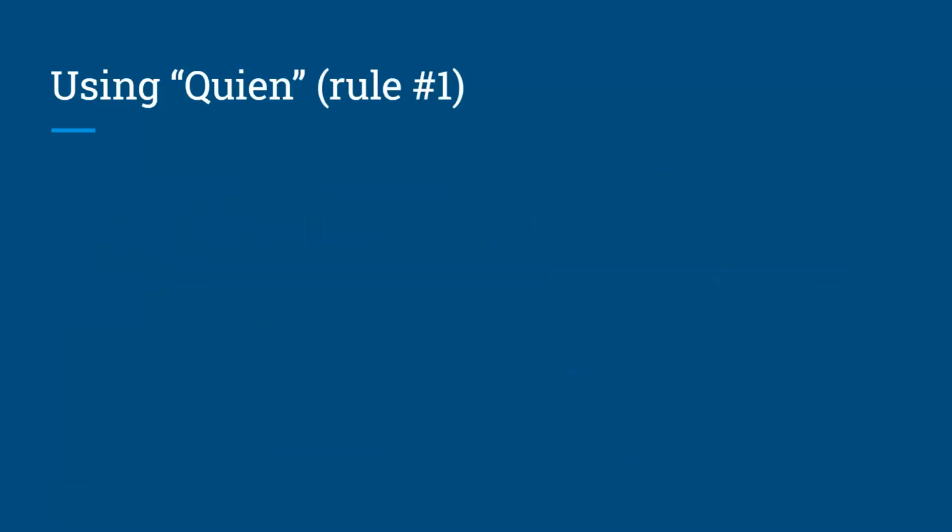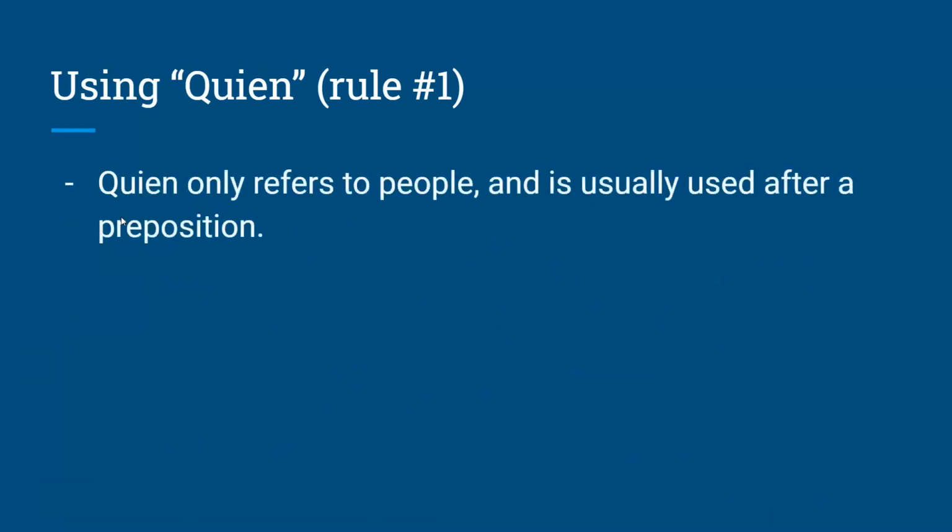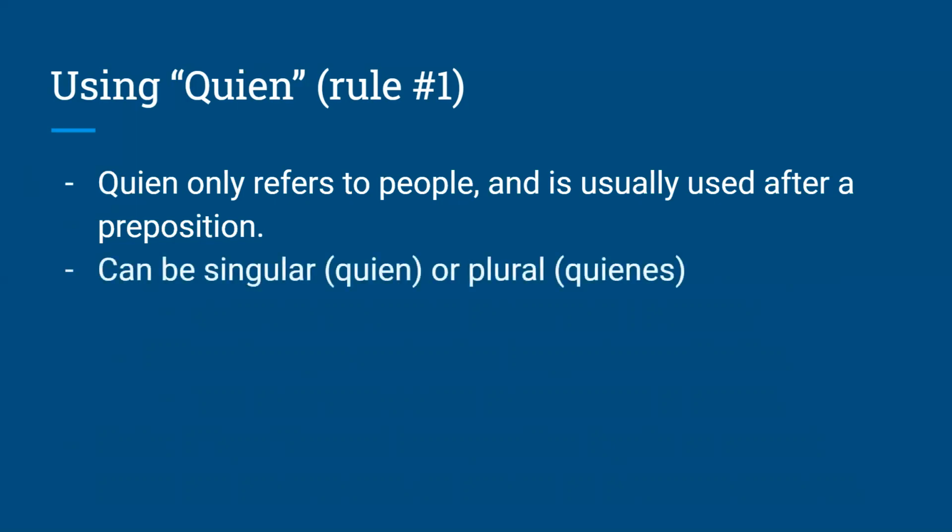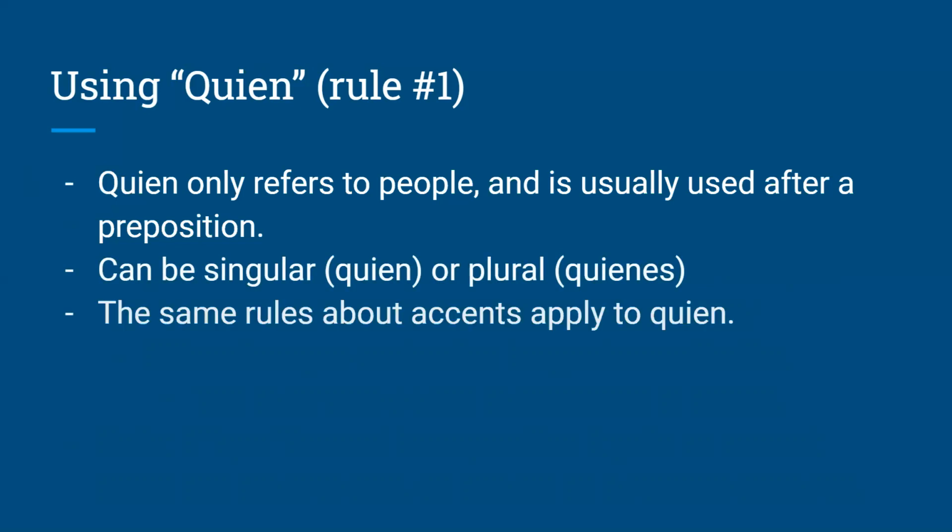All right. So quien. Quien is more complicated. We've got three different rules we're going to look at for times when you could use quien. First of all, quien only refers to people. Only to people, ever. And rule number one really is it's usually used after a preposition. So if it refers to people and it's used after a preposition, then it's going to be quien. I already mentioned this, but it could be the singular quien or the plural quienes. And the same rules about accents apply to quien. So they're mostly not going to have accents here in this chapter when we're using them as relative pronouns.